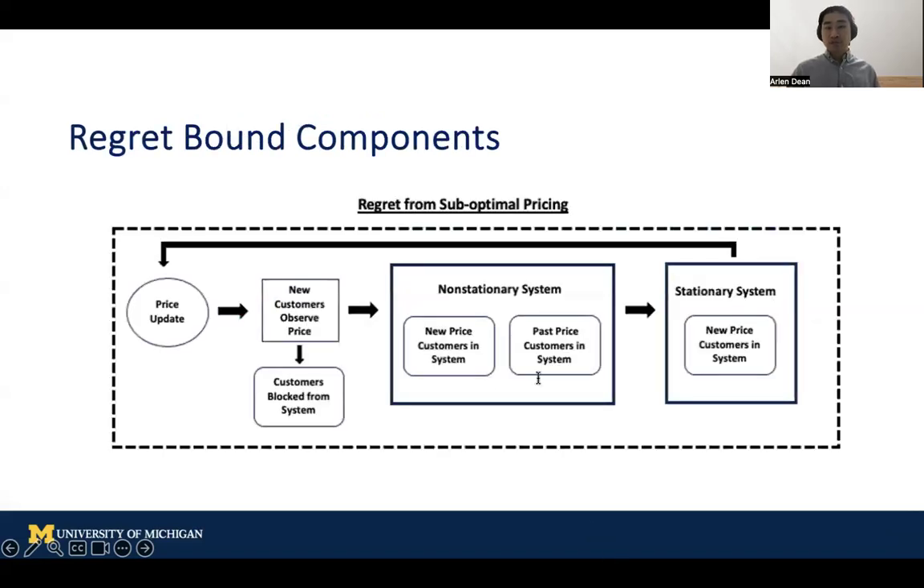To achieve our results, some challenges we must account for that we detail in our paper include blocked customers lost due to shortage of products, non-stationarity induced in the system when prices change, and the possible presence of a mixture of customers that can exist in the system at any time from different pricing schemes.